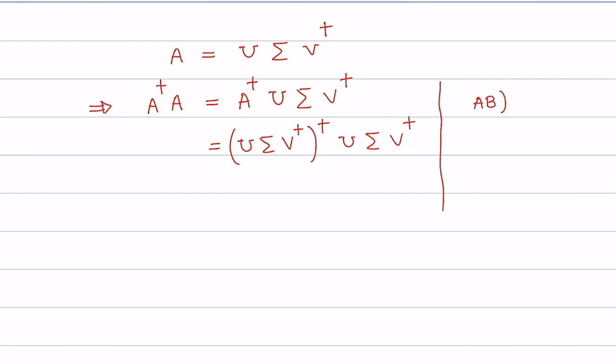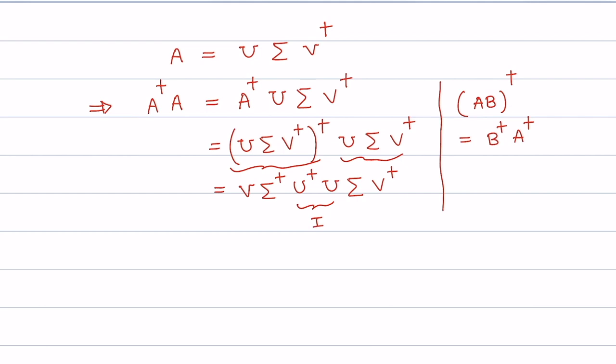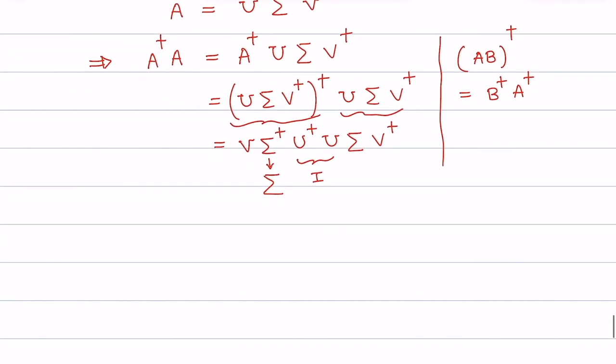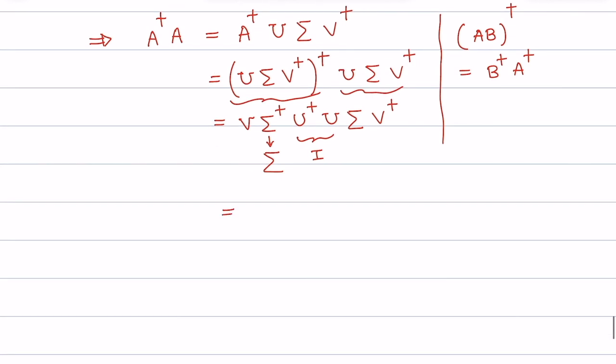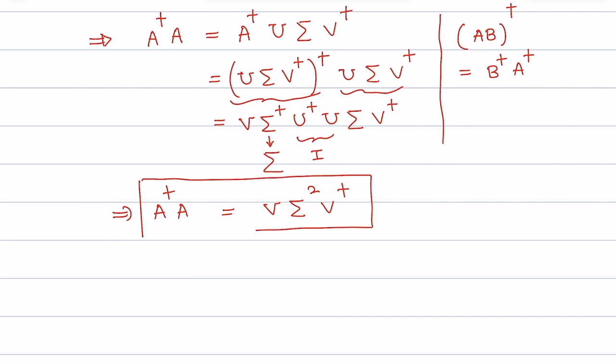You may know that for the product of two matrices A and B, if I take the Hermitian conjugate, I am going to get B Dagger A Dagger. Exploiting this, the first term I can write as V sigma Dagger U Dagger, and the other expression I write as it is, capital U capital sigma V Dagger. Now U Dagger U is an identity matrix, and sigma Dagger is simply sigma, because sigma is a diagonal matrix, so sigma Dagger is also a diagonal matrix. So utilizing these results, I can write A Dagger A is equal to V sigma square V Dagger. This is an important relation I have obtained, and we are going to exploit it.